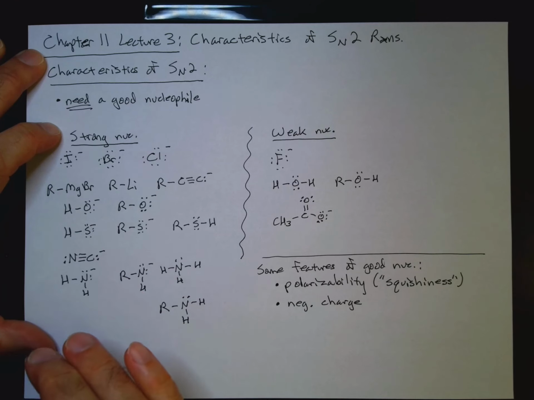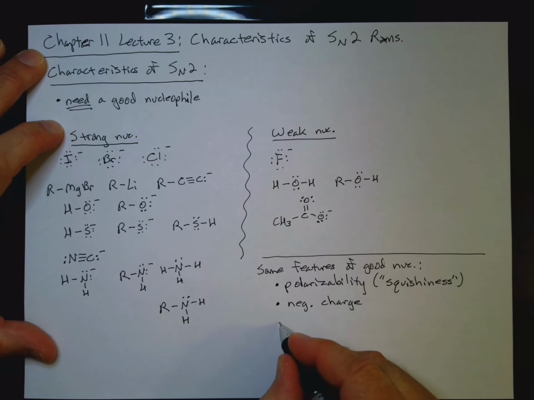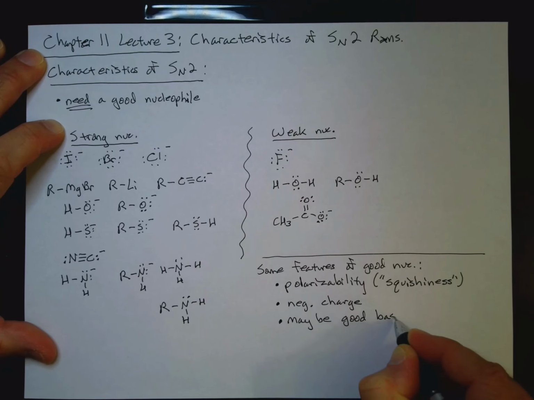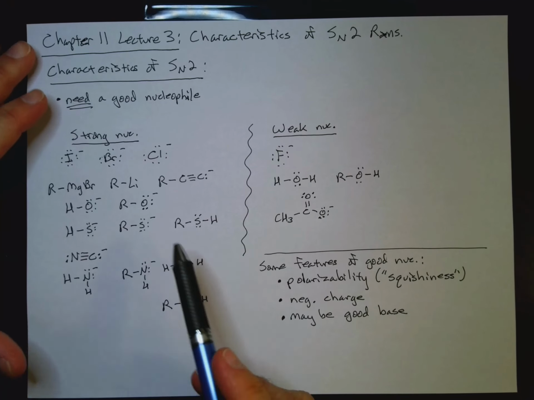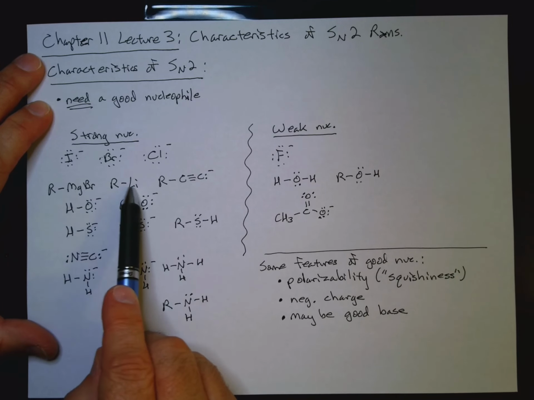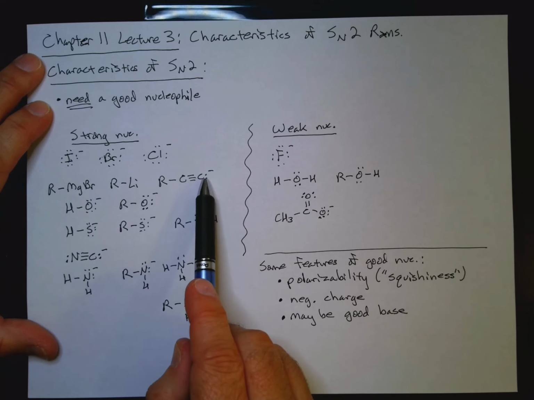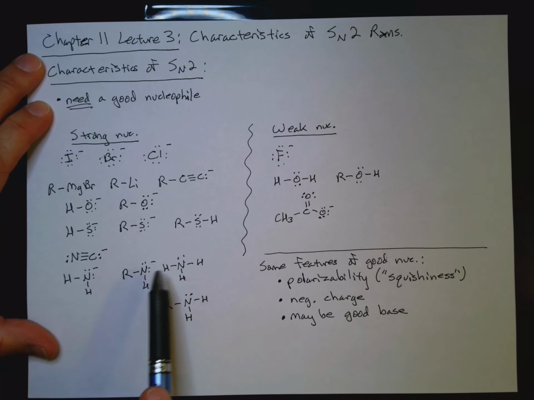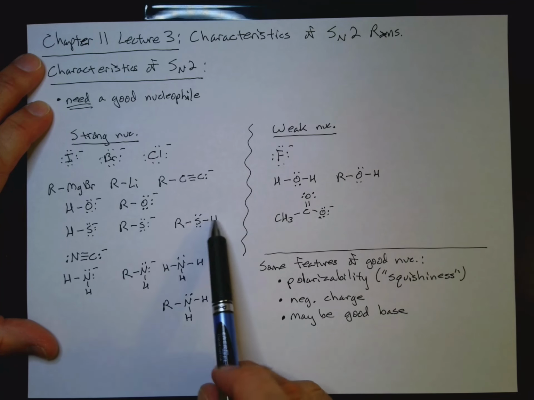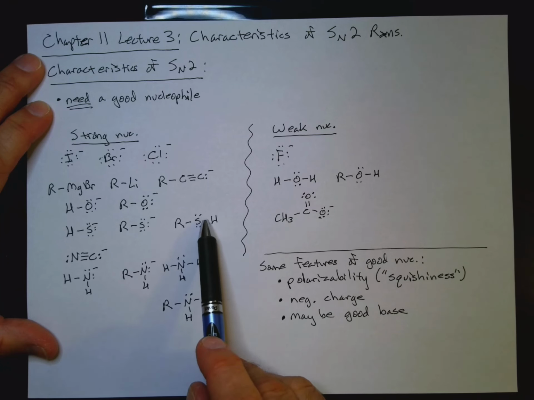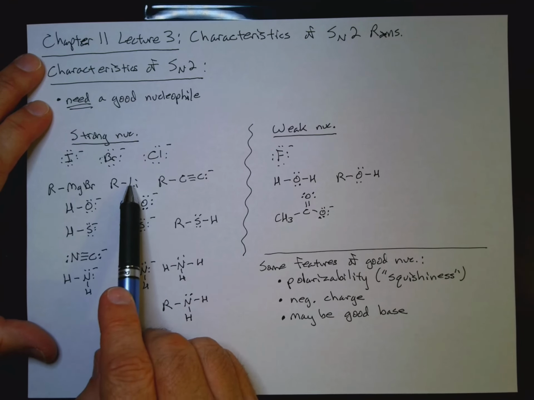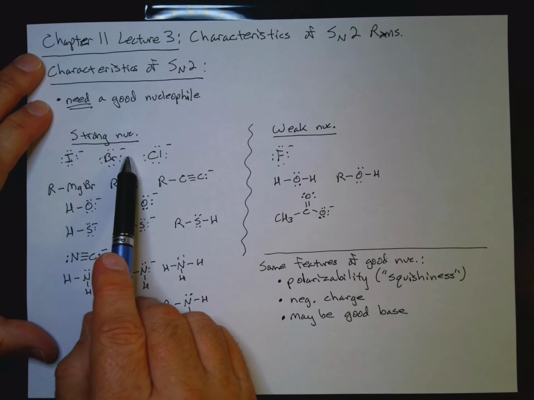Now, some of these species may be good bases as well, and we can see that in some of these examples. OH minus is a good base, RO minus is a good base, Grignard, alkyl lithium, acetylides, those are good bases. These guys are all good bases. RS minus not so good a base. RSH, definitely not a good base. CN minus not a great base. These guys are not good bases. So some good nucleophiles are good bases. Others are just good nucleophiles.